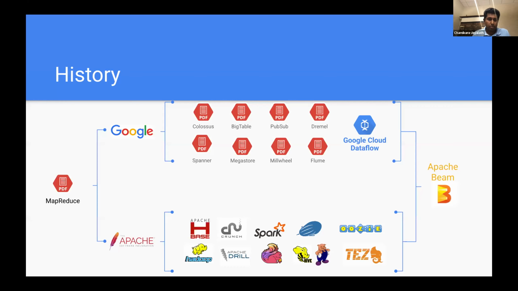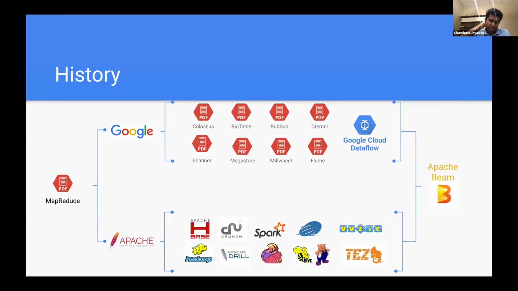Meanwhile, in the open source world, in the Apache Software Foundation, we had the Apache Hadoop project, which I'm sure many of you are familiar with. And there was this whole ecosystem built around Hadoop, a bunch of systems like Pig, Hive, etc. And then there were other Apache projects like Apache Spark, Apache Flink, etc. We had this whole open source ecosystem.